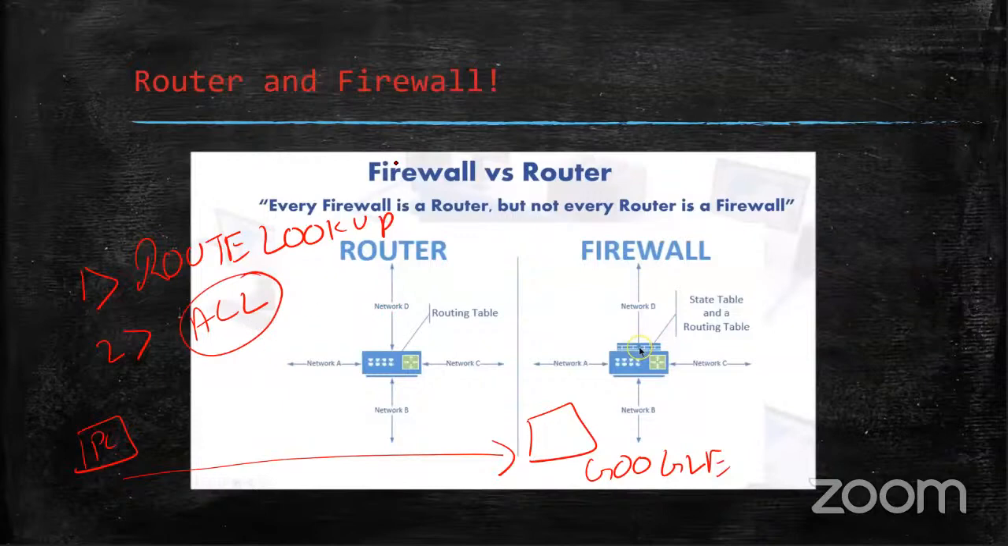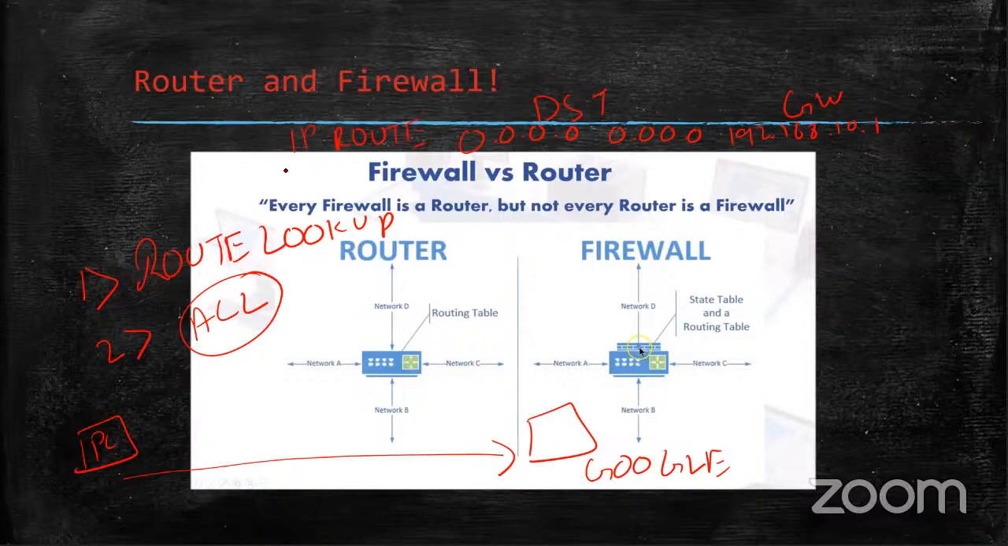Let's say, for example, I have 0.0.0.0 0.0.0.0, and I say 192.168.10.1, which is my gateway. This is the destination, and I say IP route. What is this command telling you? This command is basically telling you that whatever the destination is, any destination, just forward that traffic to the gateway. And my gateway is 192.168.10.1. And there is also an ACL in place, which basically says whatever the traffic is, it is allowed.